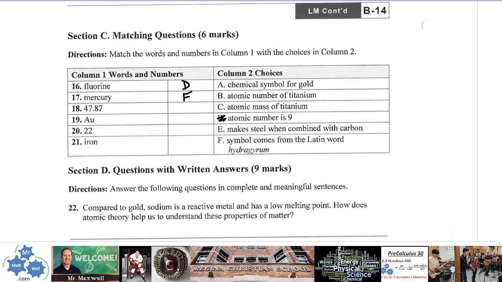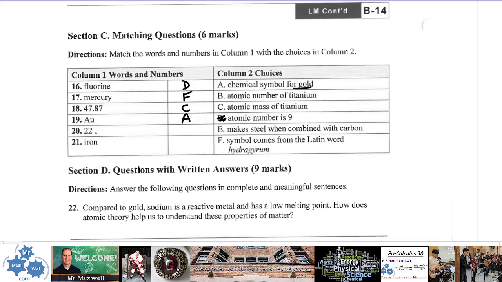Okay, 47.87. What might that be? C. The atomic mass of titanium? Correct. Number 19, Au. It's the short form of awesome. A. No, it's not. It is the symbol for gold. Aurum, shining dawn.